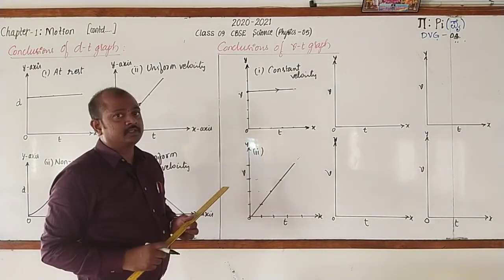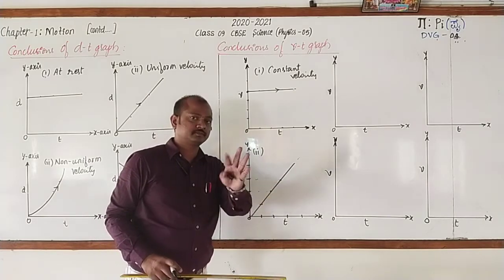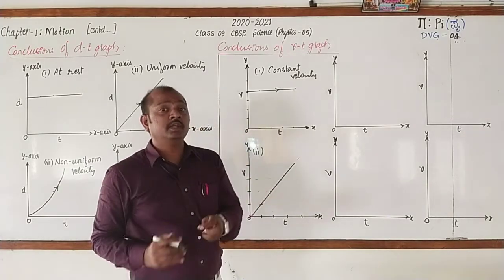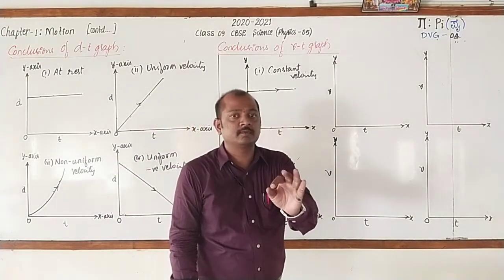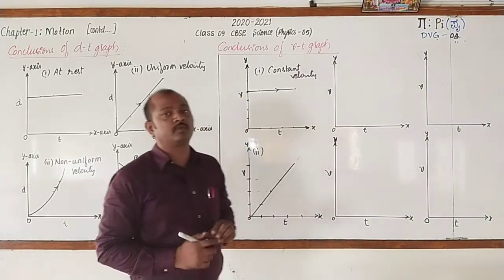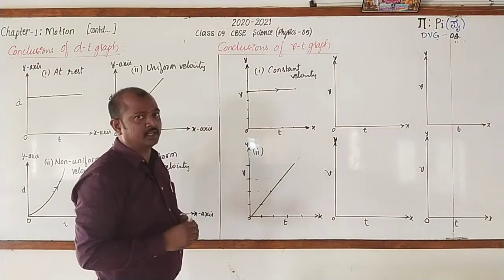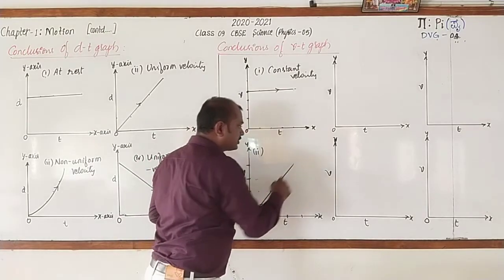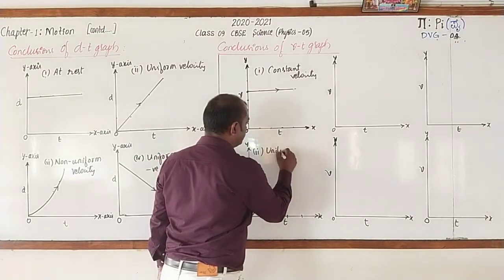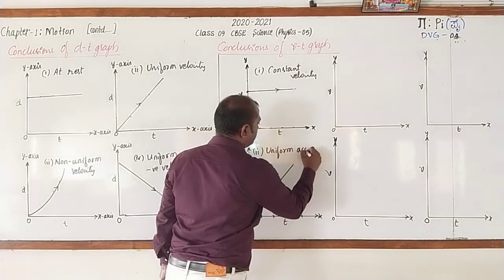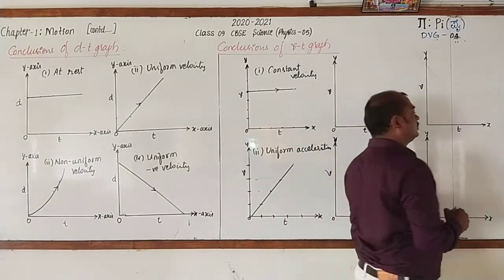You can say that the change in velocity of a body in unit time is acceleration. When a body is moving along a straight line, if it changes its velocity by equal amounts in equal intervals of time, then it is called uniform acceleration. Here, this straight line indicates uniform acceleration. Observe. Next, I'll move on to third.